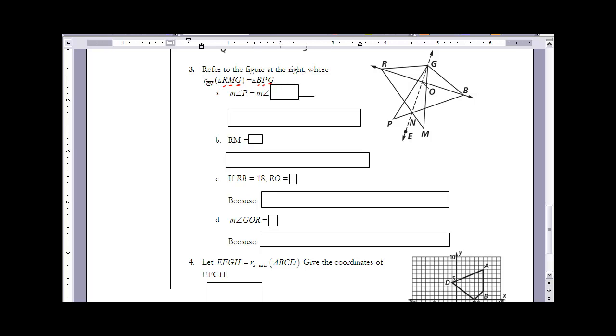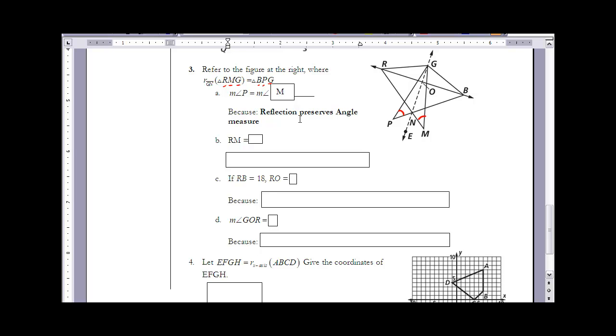Part A says the measure of angle P will be equal to the measure of what angle? Well, the reflection image of angle P would have to be angle M. Therefore, the answer to that would be angle M. And the reason for that is because we know that reflection preserves angle measure.